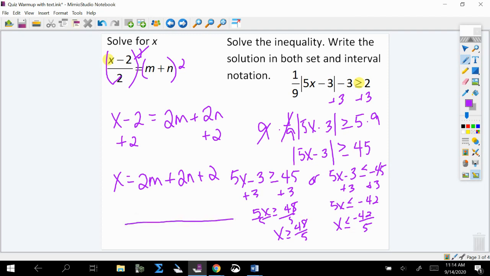So on my graph, I'm going to put the smaller number, -42/5 here. That's really messy, I apologize. And then the bigger number, 48/5 here. Both of them are closed circles because it has the or equal to, so I'm going to fill in that circle. We're going opposite ways, so less than the -42/5, greater than the 48/5. And finally, my interval, this one's going to go from -infinity to -42/5, and we're including -42/5, and we're uniting that with 48/5 to infinity.